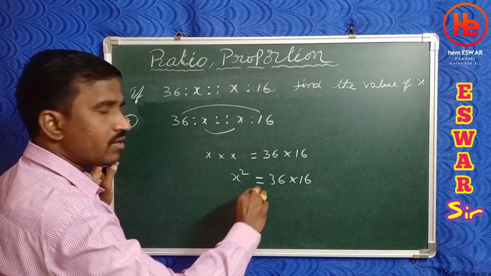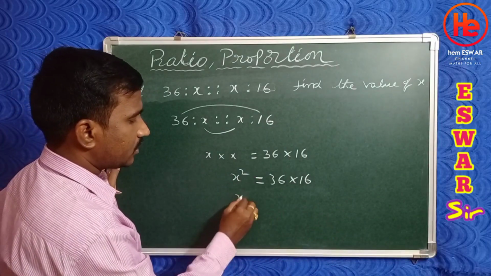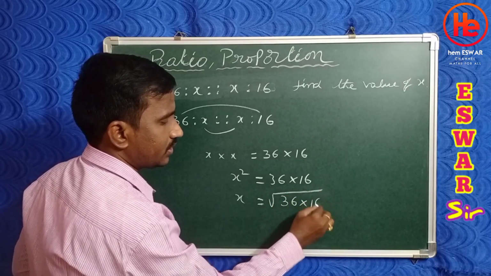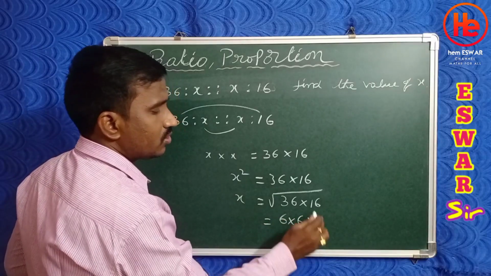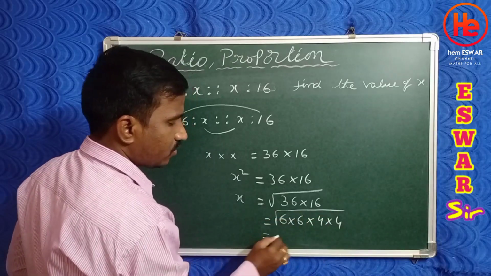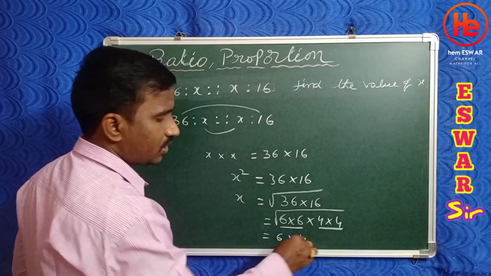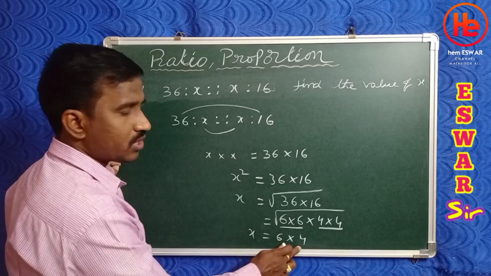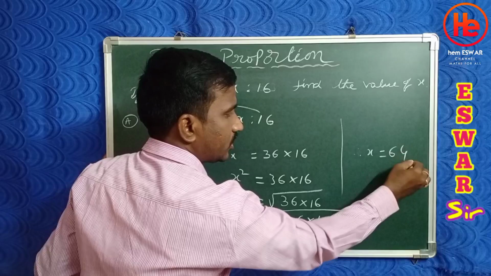So this x square converted to the RHS side becomes the square root. That's x is equal to the square root of 36 into 16. 36 can be written as 6 into 6, and 16 means 4 into 4. That's why take one 6 and one 4 out of the square root. So x is equal to 6 into 4. 6 4s are 24. That's why the value of x is equal to 24.